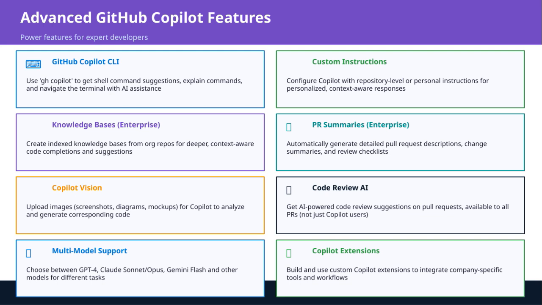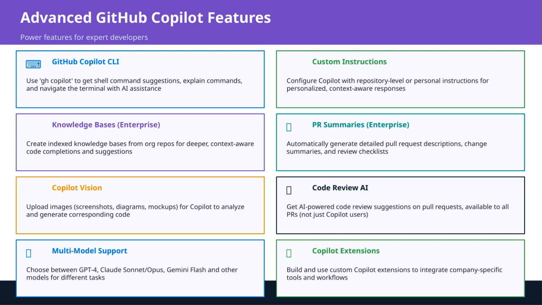Multi-model support gives you the flexibility to choose from different AI models like GPT-4, Claude Sonnet/Opus, and Gemini Flash, depending on the task at hand. This lets you optimize performance and customization. Finally, Copilot extensions empower you to build and use custom extensions. These can integrate your company's specific tools and workflows directly into Copilot, further tailoring the experience to your organizational needs. Each of these features is aimed at making your development workflow smarter, more efficient, and more adaptable to complex project demands.